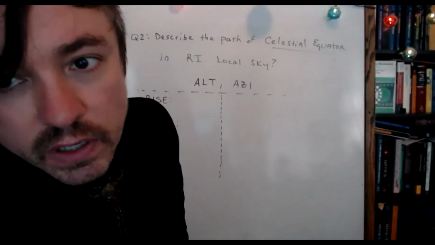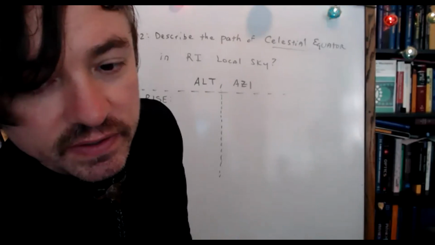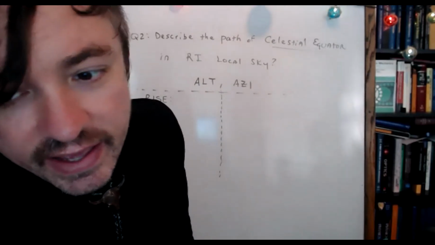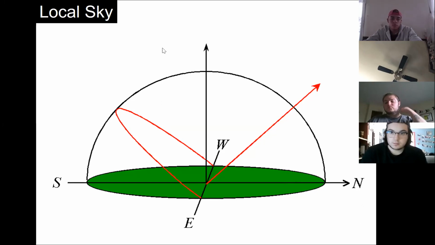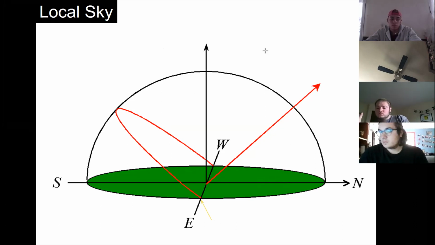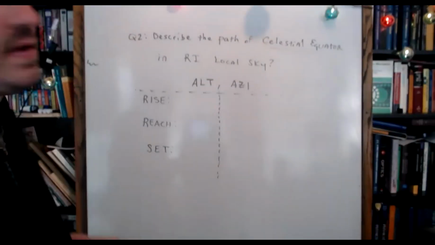So let's start with the rise point. If you ask me, I would say, using the annotate tool, that this is your rise point right there. Can anyone describe that point, altitude and azimuth? Would that be altitude 0? Yes, because it's on your horizon. Very good. Nice. The altitude is 0.